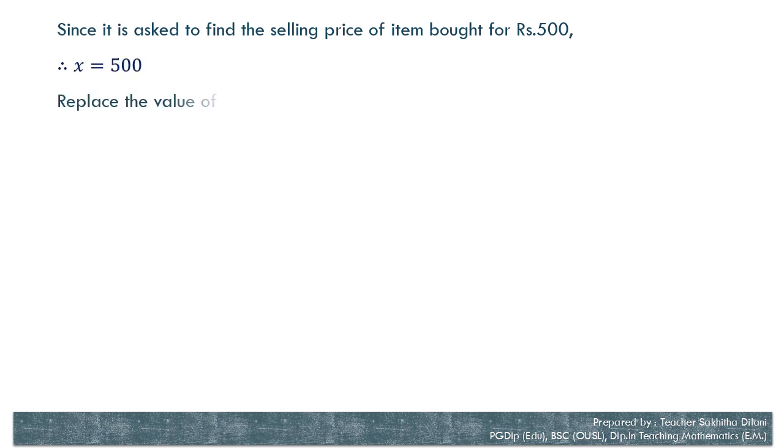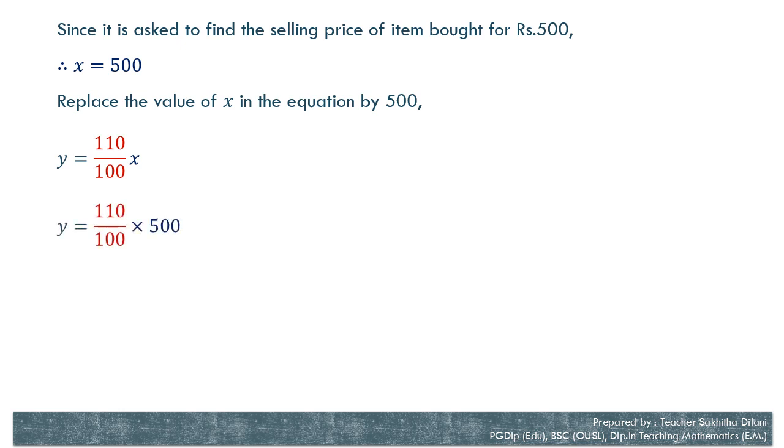You are asked to find the selling price of the item bought for 500 rupees. That means the value of x is 500. Now replace x by 500. y equals 110 over 100 x. Then y equals 110 over 100 into 500. 100 and 500 both can be divided by 100. 100 divided by 100 is 1. 500 divided by 100 is 5. So 110 into 5, the answer is 550. Hence, the selling price of the item is 550 rupees.